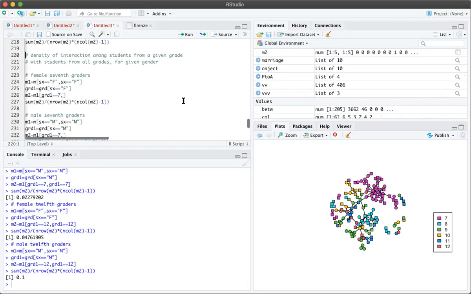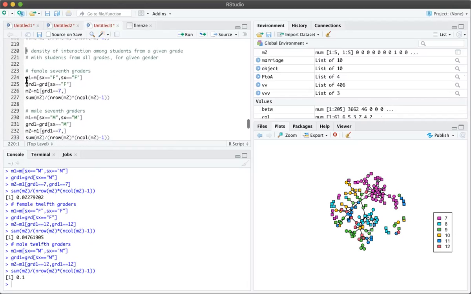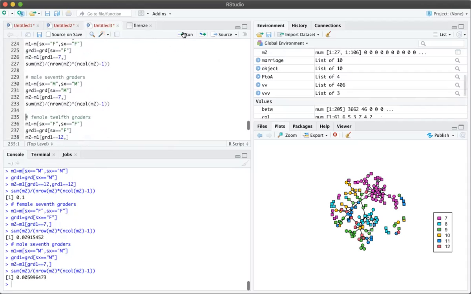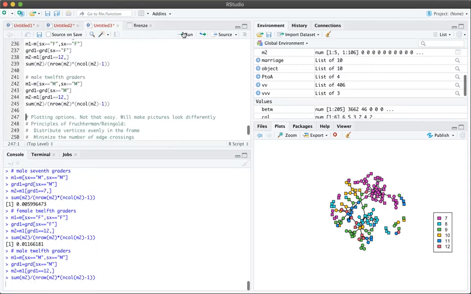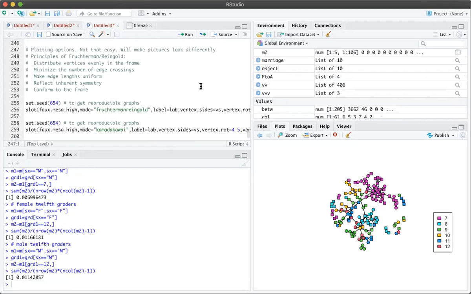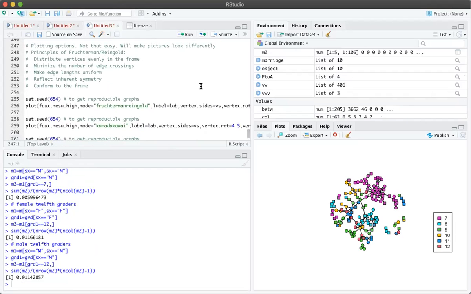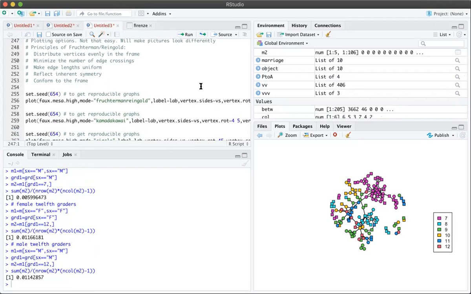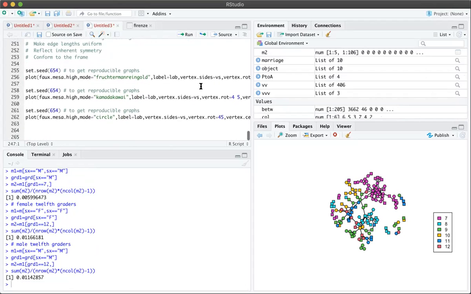The density of interaction among students from a given grade with students from all grades for a given gender. Again, the female 7th graders, the male 7th graders, the female 12th graders, and the male 12th graders. Our plotting options are not that easy and will make pictures look different. The principles of Fruchterman and Reingold distribute vertices evenly in the frame, minimize the number of edge crossings, make edge lengths uniform, reflect inherent symmetry, and conform to the frame.